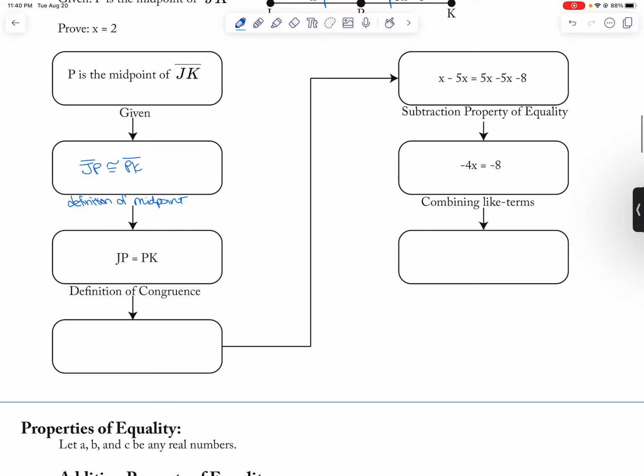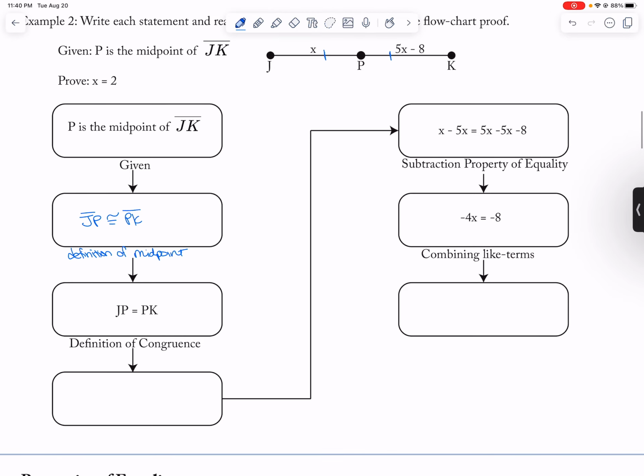Okay, so if JP is equal to PK, then that means that x is equal to 5x minus 8. And that is by substitution. And then what you notice looks kind of weird, but basically what I did is I subtracted 5x from both sides of the equation. I combined like terms because I had to combine my positive x and my negative 5x. And then I get x is equal to 2, which is what I was trying to prove. This was because I divided both sides by negative 4.